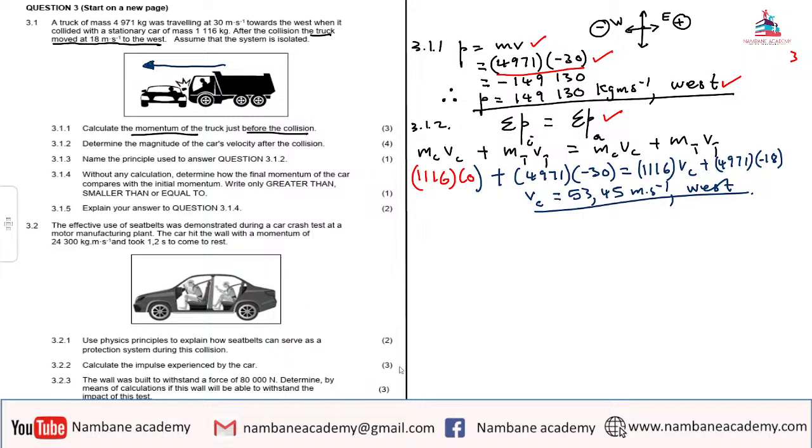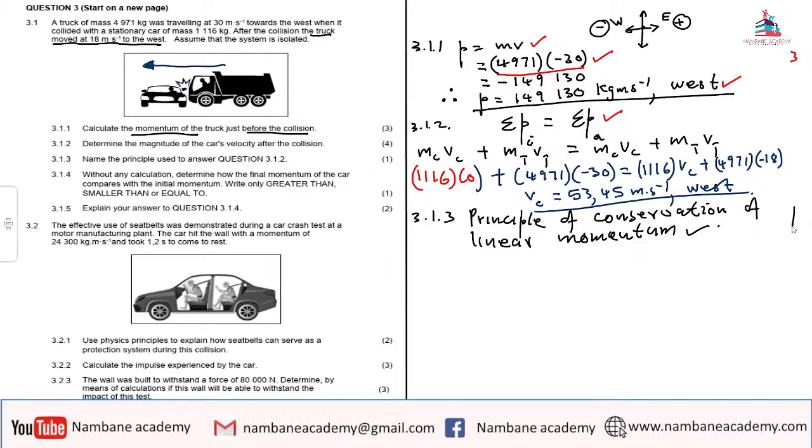for an easy 1 mark, 3.1.3: name the principle used to answer 3.1.2. Very easy, 2 objects. The only principle that allows us to work with 2 objects is conservation of linear momentum. So we must write to say the principle of conservation of linear momentum.